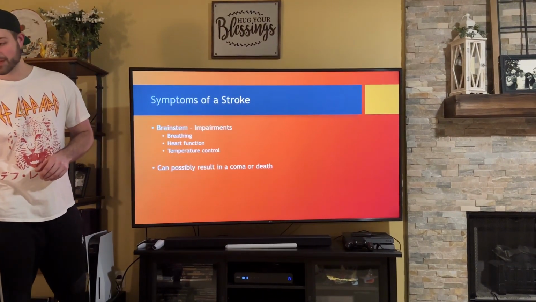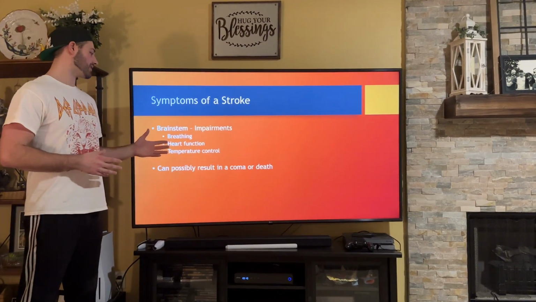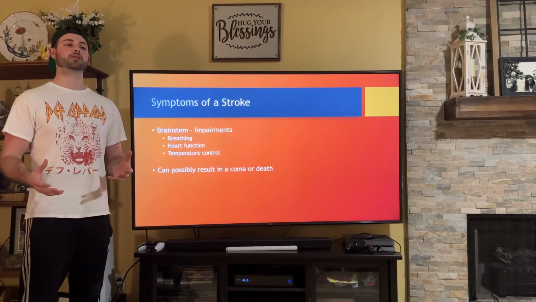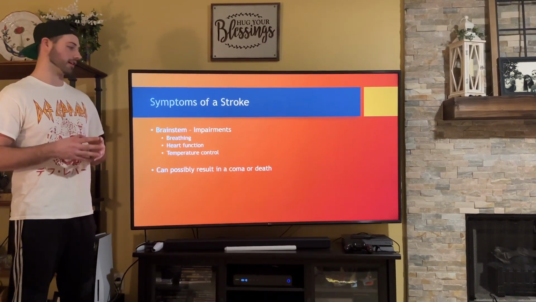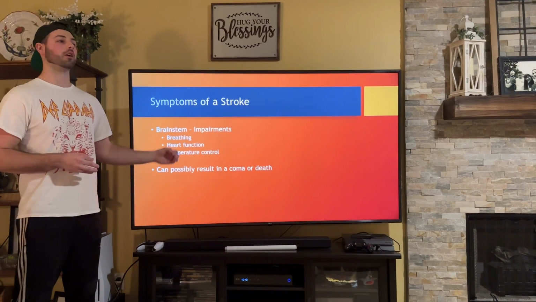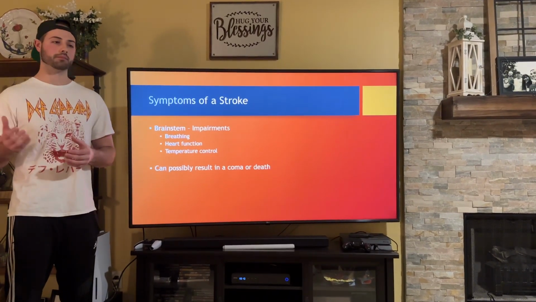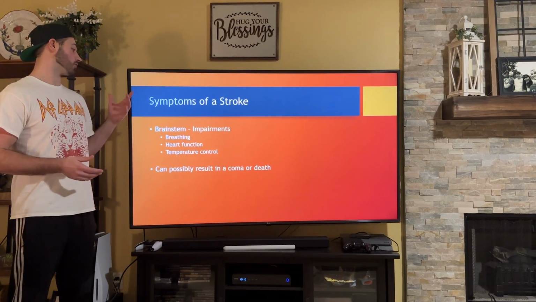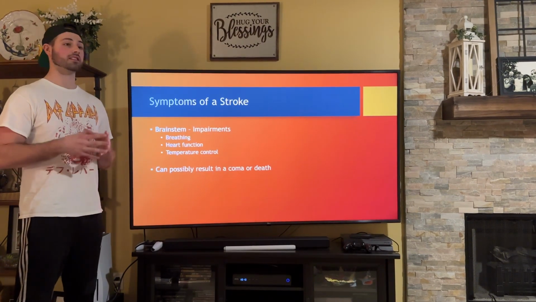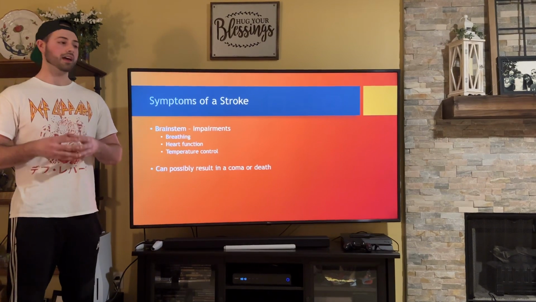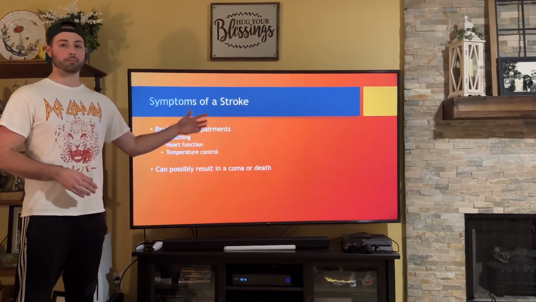And lastly, if a stroke has affected the brainstem, that means our life support functions are at risk of failing. These are things like our ability to breathe, our heart function, and our temperature control due to factors such as blood pressure. Now, if a stroke has occurred in the brainstem, this is considered the most serious kind of stroke because it can lead to a coma or possibly death.